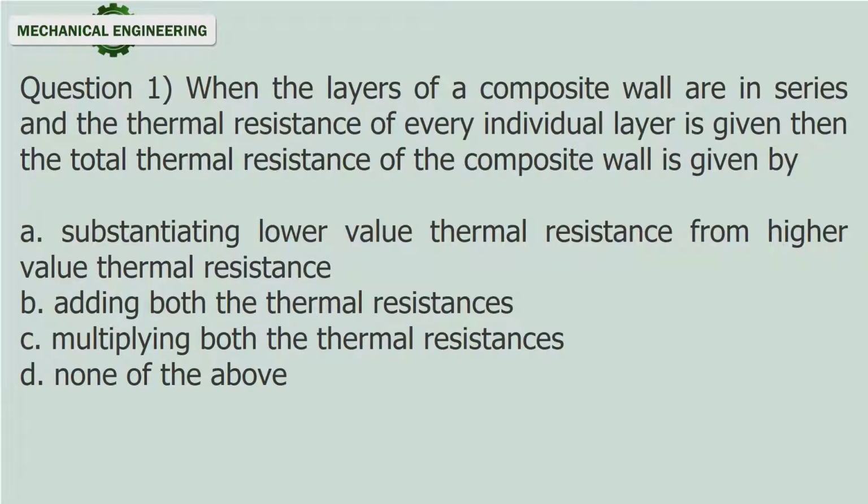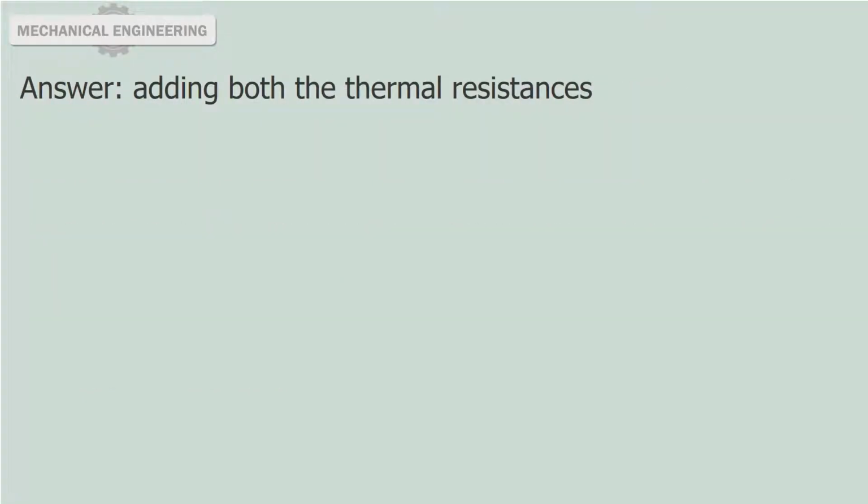Question 1. When the layers of a composite wall are in series and the thermal resistance of every individual layer is given, then the total thermal resistance of the composite wall is given by A. Subtracting lower value thermal resistance from higher value thermal resistance. B. Adding both the thermal resistances. C. Multiplying both the thermal resistances. D. None of the above. Answer: adding both the thermal resistances.